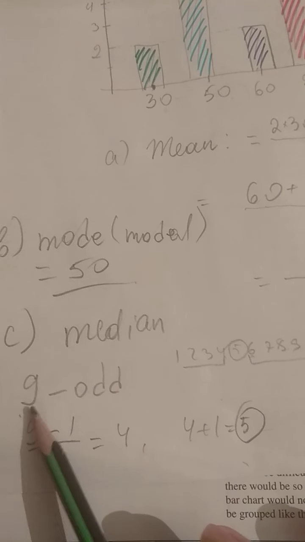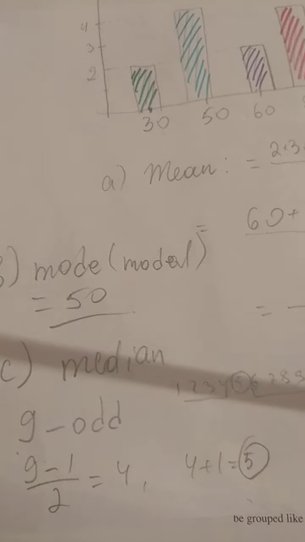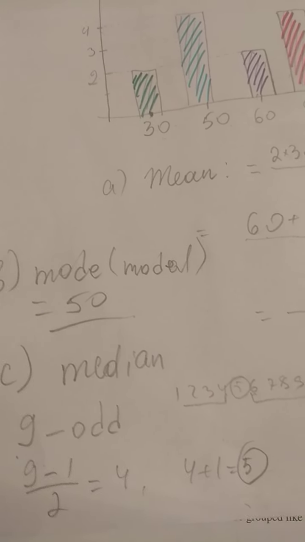For example, if you got 43 and you can't think about the middle number for 43, you can find it like that: 43 minus 1 divided by 2, then add 1. Okay, so that's it, guys.